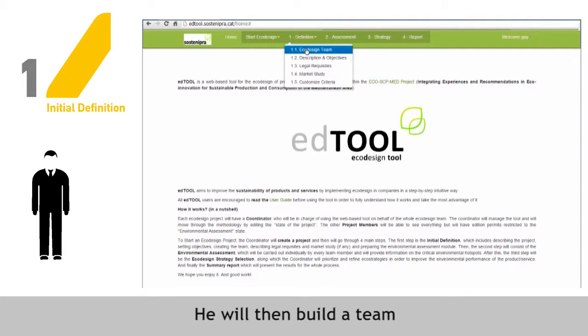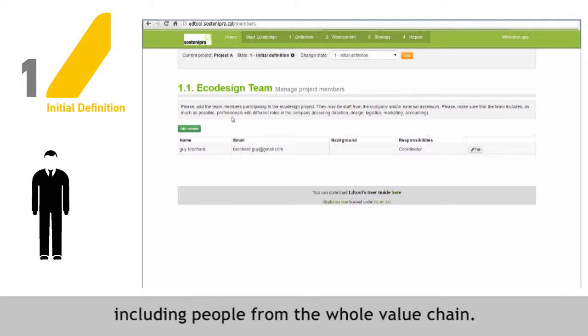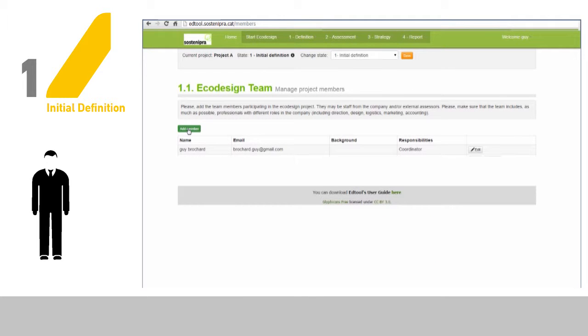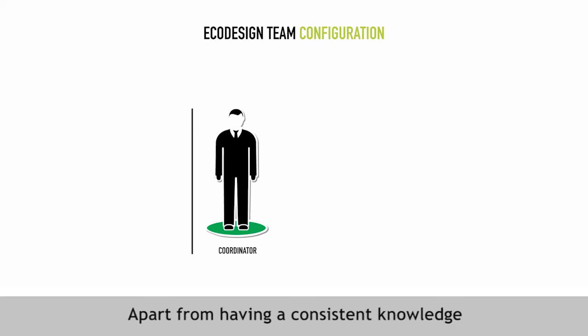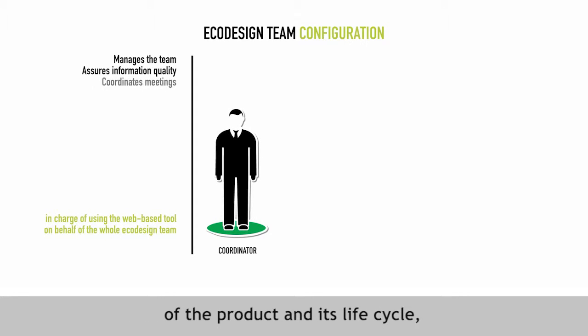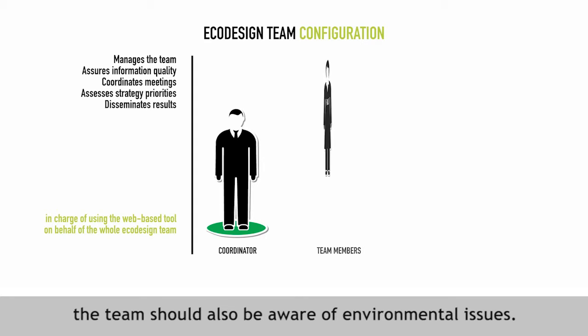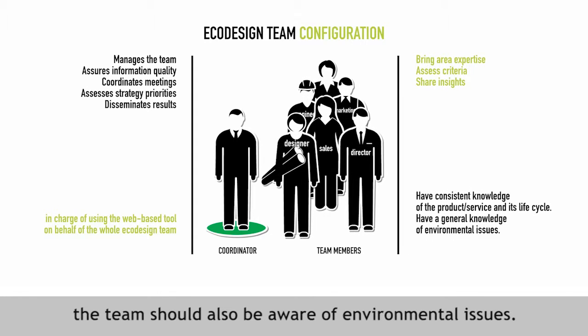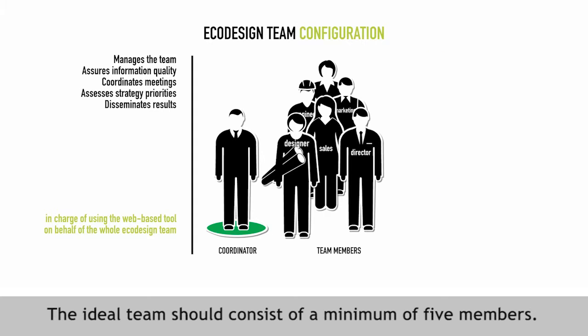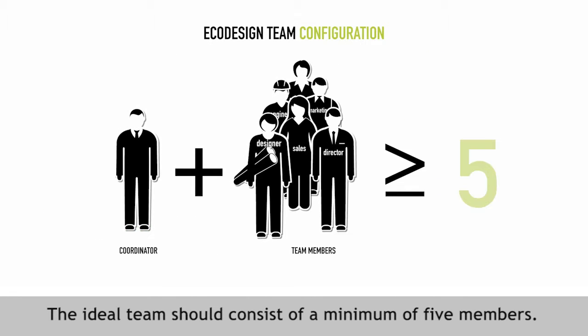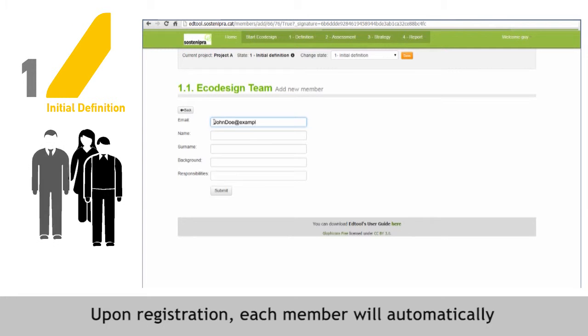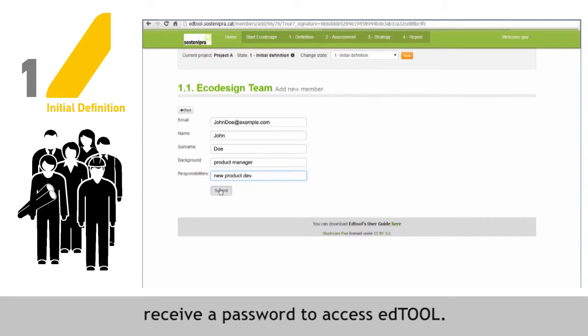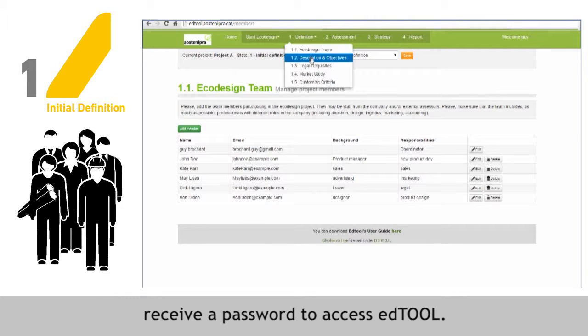He will then build a team, including people from the whole value chain. Apart from having a consistent knowledge of the product and its life cycle, the team should also be aware of environmental issues. The ideal team should consist of a minimum of 5 members. Upon registration, each member will automatically receive a password to access edTOOL.